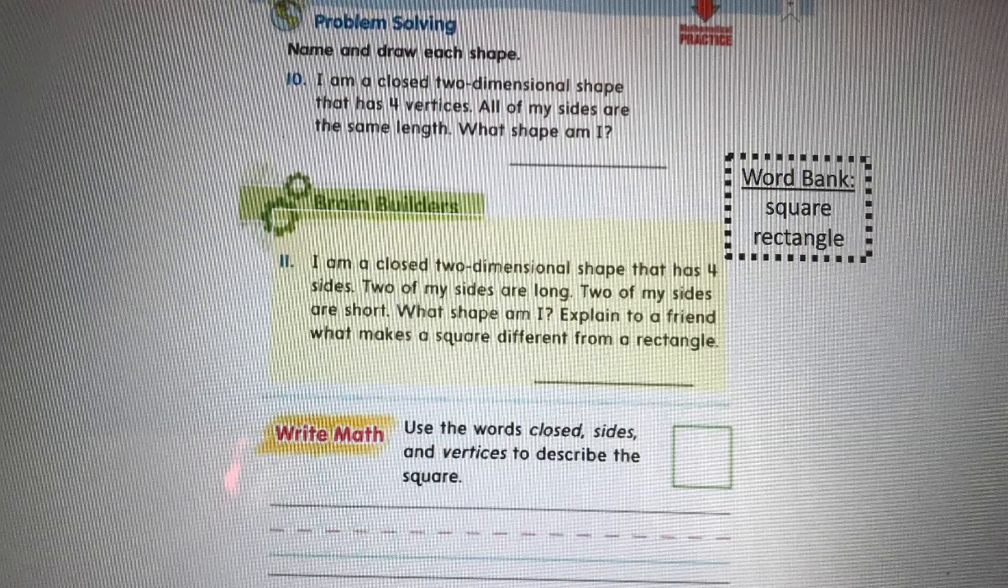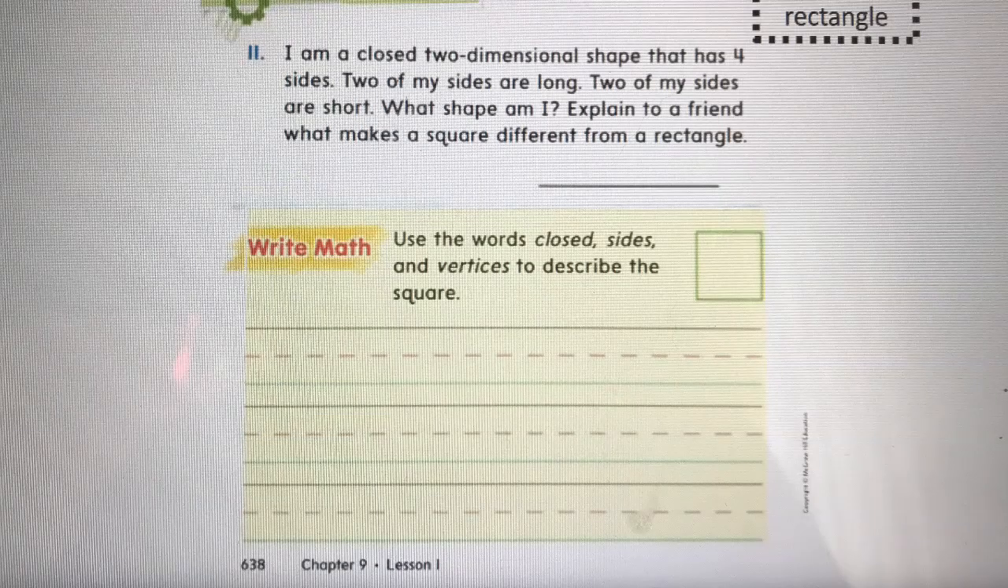Our brain builder question says, I am a closed two-dimensional shape that has 4 sides. 2 of my sides are long, 2 of my sides are short. What shape am I? Explain to a family member. For your writing math today, use the words closed, sides, and vertices to describe the square. You could write something like, this is a closed shape with how many sides and how many vertices.